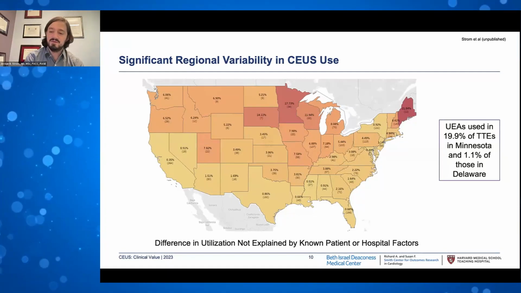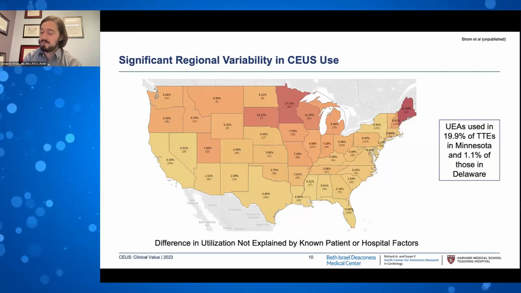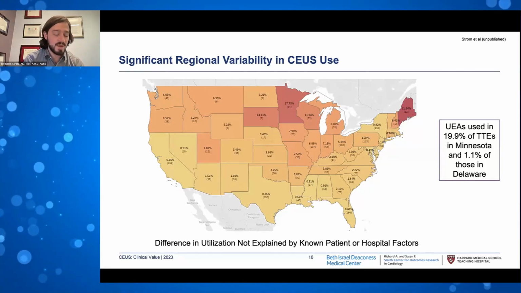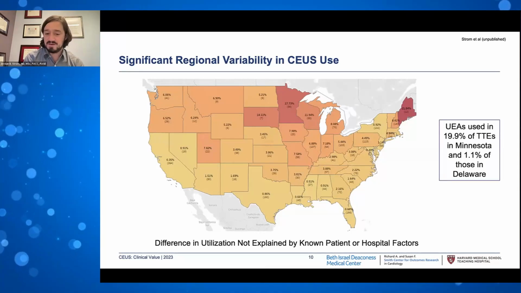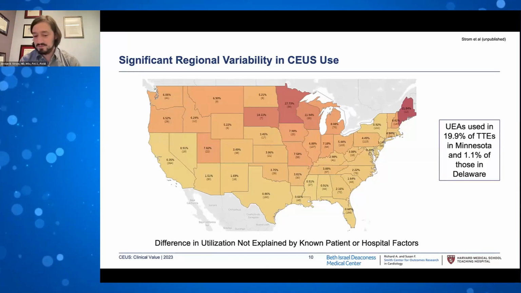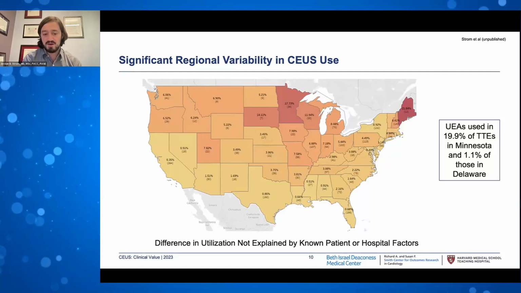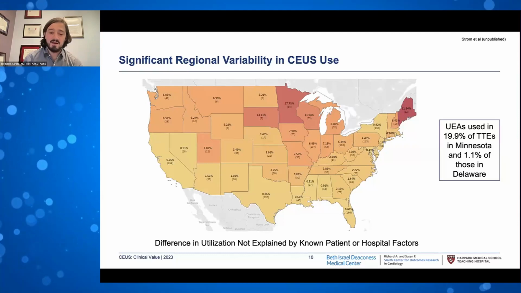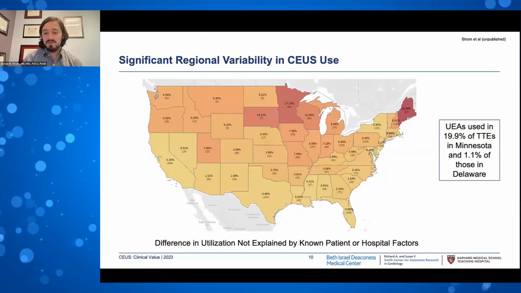We think that the use of contrast is about 20% of transthoracic echoes in Minnesota and about 1.1% of those in Delaware, looking at the extremes. And if you account for known patient and hospital factors, that doesn't seem to explain the significant variability across sites in contrast use. So there are practices that are different across places. And how do we serve our patients best?